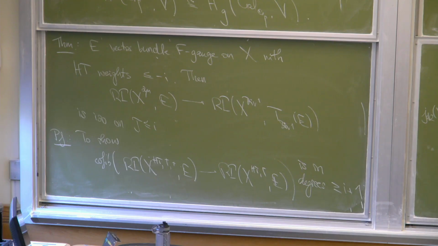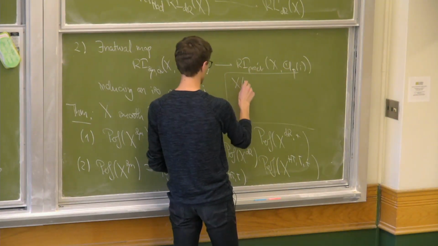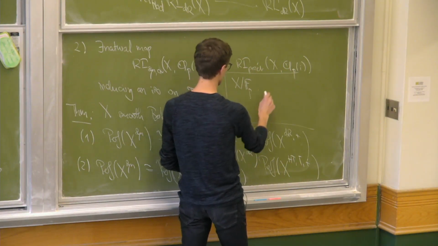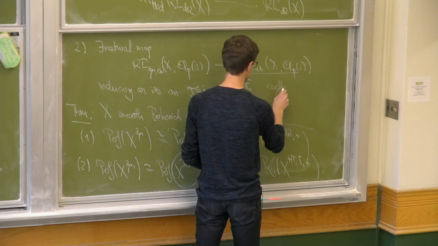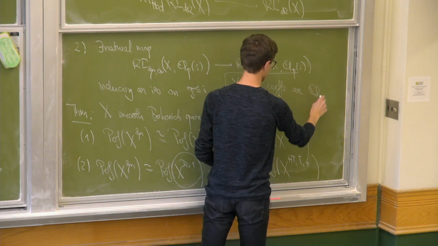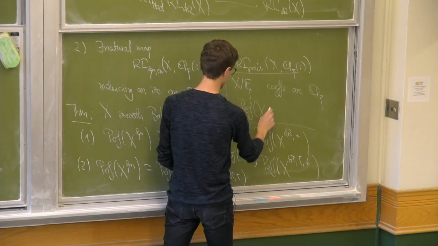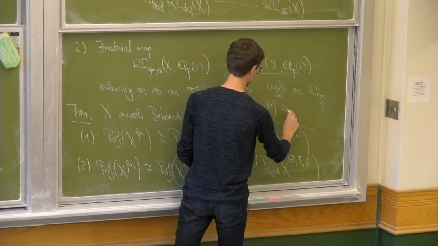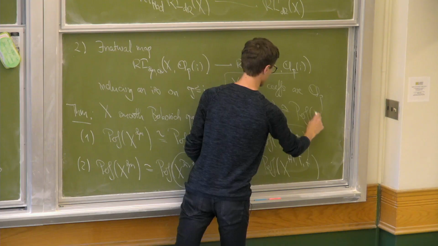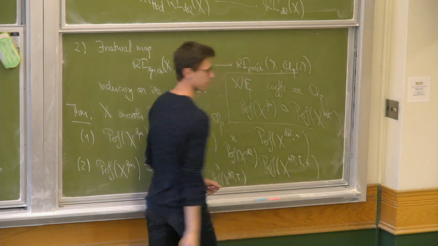Maybe I can make the following statement. So if X is over Fp, but the coefficients are Qp, then the syntomification just sees the Hodge-Tate stack.